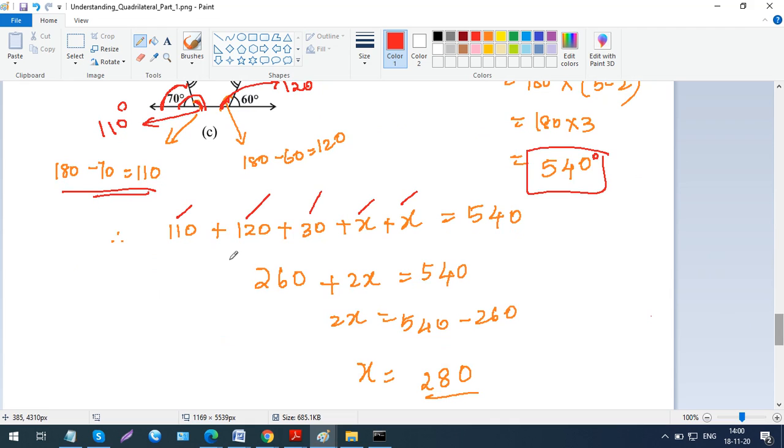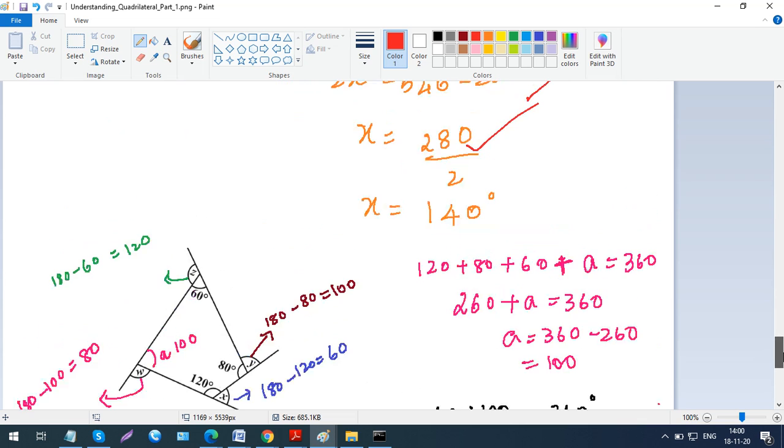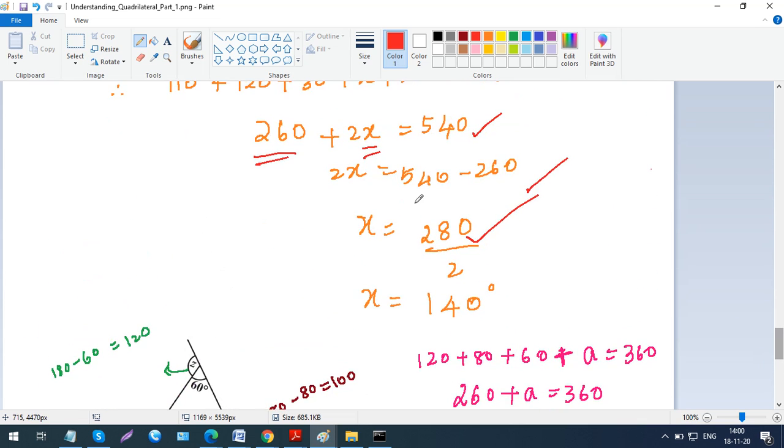So that's giving you 260 plus 2x equals 540. So 2x equals 540 minus 260, which is 280. That's it. Okay, so now you know this 2x, but we need to find x, right? So you'll have to divide it by 2. So that's going to give you 140.